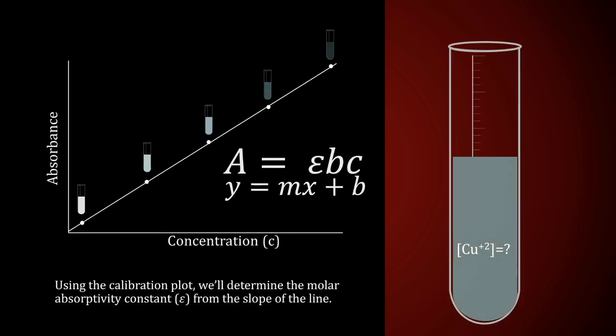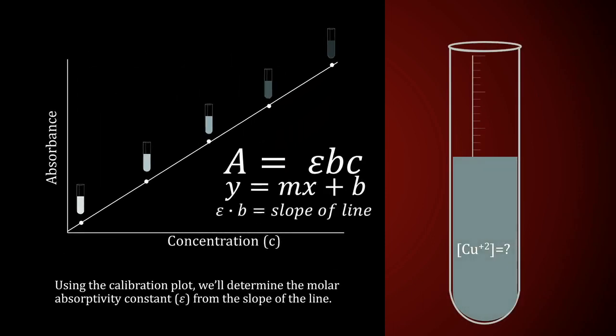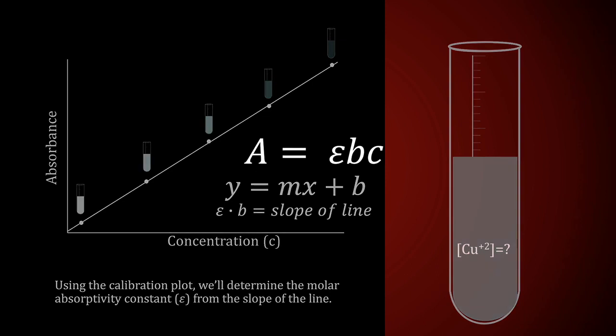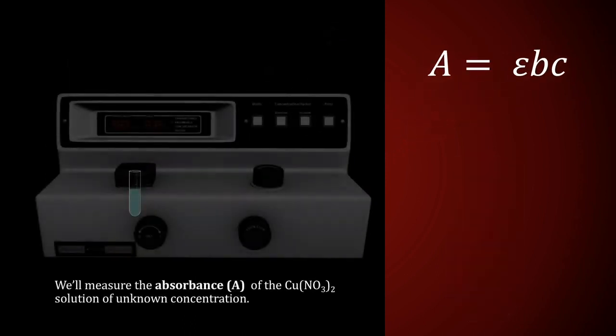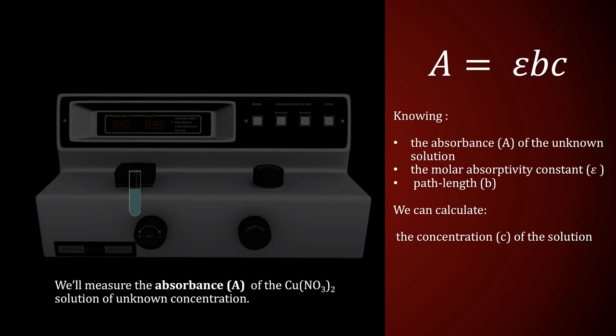To quantitatively and thus more accurately determine the concentration of the unknown, we will use the calibration plot to determine the slope of the line, which corresponds to the product of epsilon and b. We will then measure the actual absorbance of the unknown sample. Using the absorbance and the slope of the line from the calibration plot, we can determine that the concentration of the solution is A divided by epsilon times b.